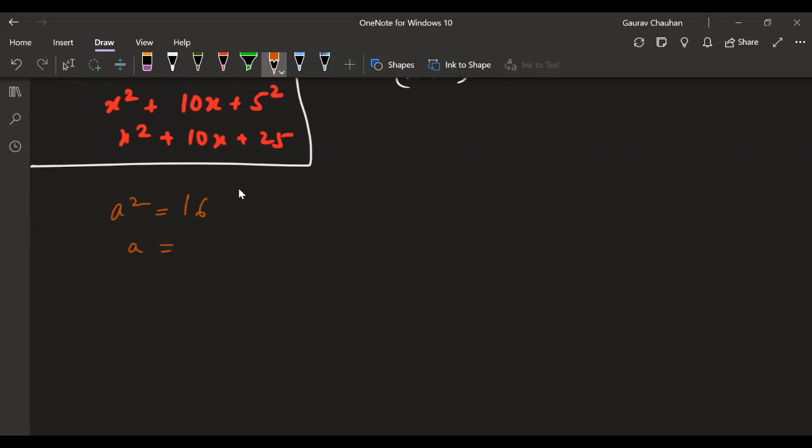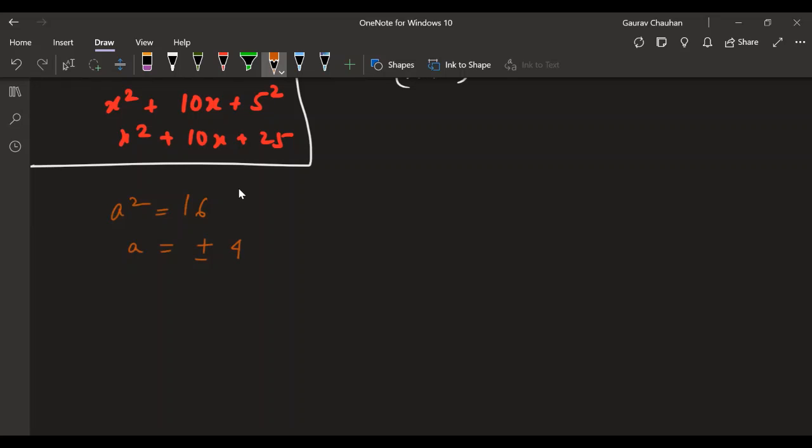How many of you think 4 is the answer? Raise your hand straight up. Okay. How many of you think 4 is not the complete answer? Raise your hand straight up. Only 2 people in this class remember. A square is equal to 16. A can be plus or minus 4, no?